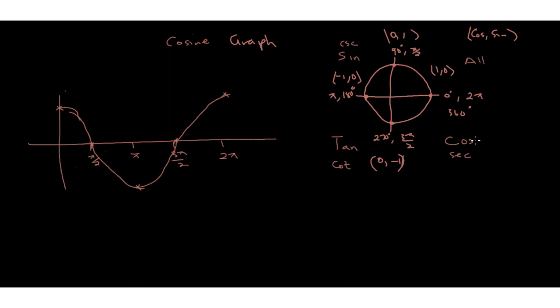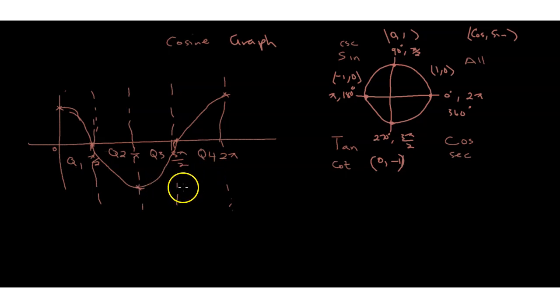What you will see here is that this is 0 here, this is quadrant number 1, this is quadrant number 2, this is quadrant number 3, and this is quadrant number 4. So you can see here for cosine, quadrant number 1 is positive, quadrant number 2 is negative, quadrant number 3 is negative, and quadrant number 4 is positive. So that's pretty much how understanding the unit circle makes all of these very simple to understand.